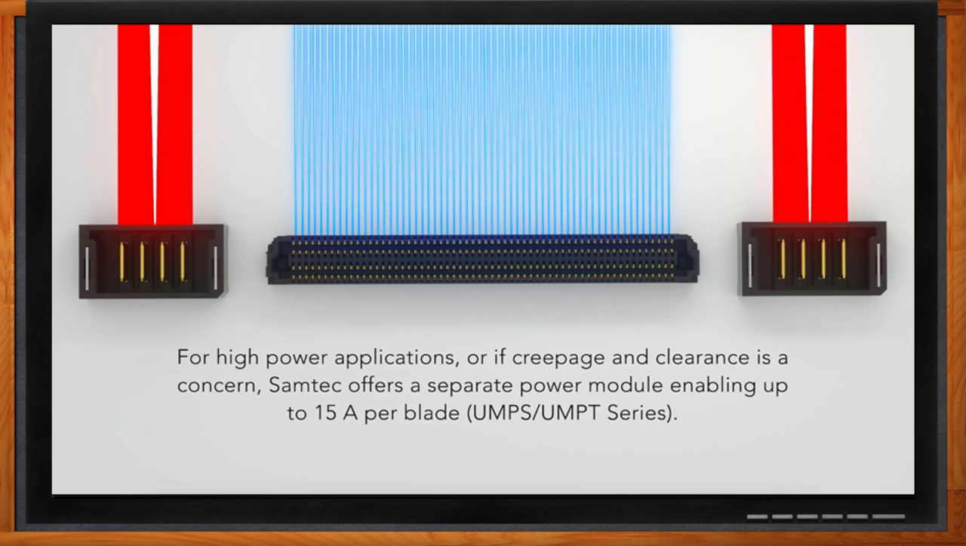So one of the ways we combat that is to offer Accelerate HD working in conjunction with our MicroPower series of power connectors. So here we illustrate the UMPS and UMPT series, which are bladed power connectors. These can support anywhere between 2 to 5 blades right now, and each blade can handle up to 15 amps of current. So when you combine Accelerate HD with MicroPower, it really offers the best of both worlds in terms of high performance and power in a tight space.